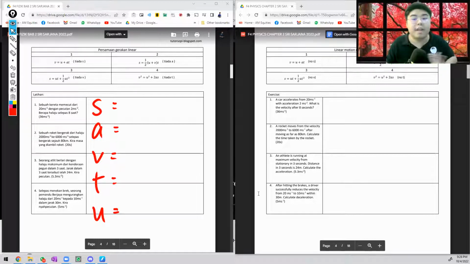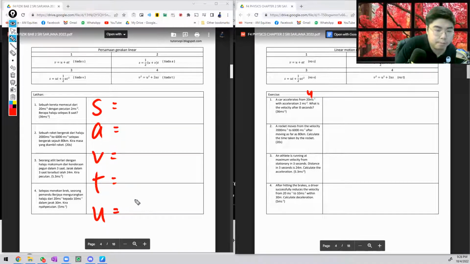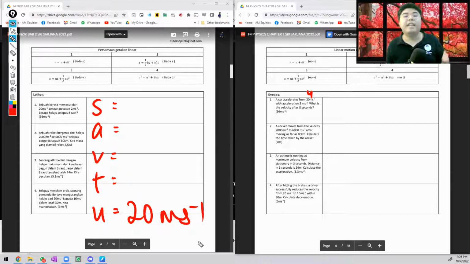Okay, SAF 2. So fill in what you know first. Don't cancel things first. Fill in what you know first. A car accelerates from 20 meter per second. Dari 20 meter per saat. So that means we start at 20. Okay, start. Next, with the acceleration 2 meter per second square. Write down.